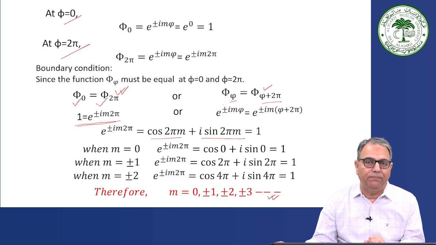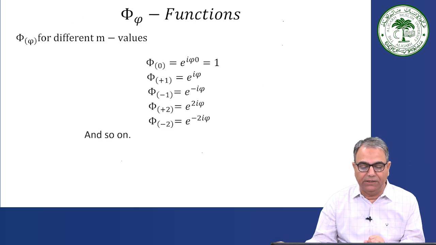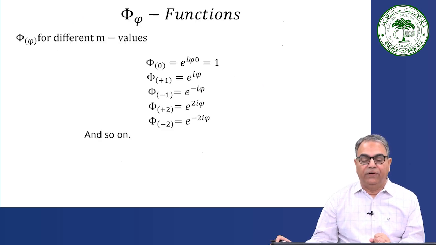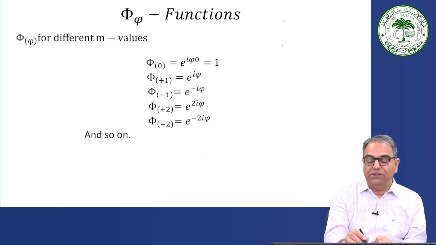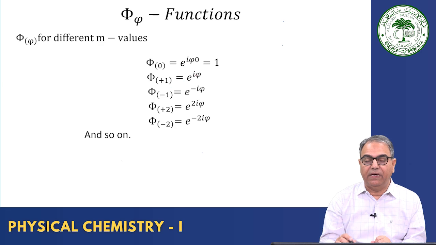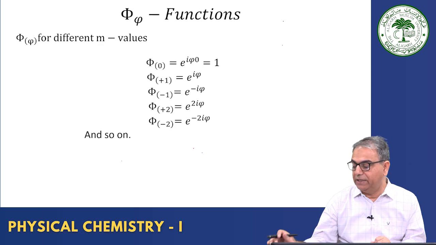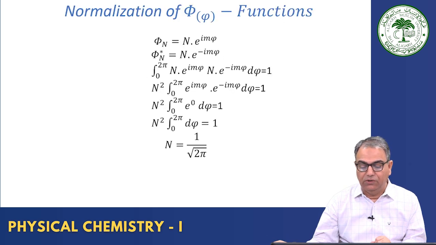If phi is equal to minus 1, what is the value of the function? This you can write. And see, these are the different phi functions. Phi is equal to 0, exponential 0; phi is equal to plus 1, e to the power i phi; phi is equal to minus 1, e to the power minus i phi; phi is equal to plus 2, and so on. You keep on writing for 3 and so on.